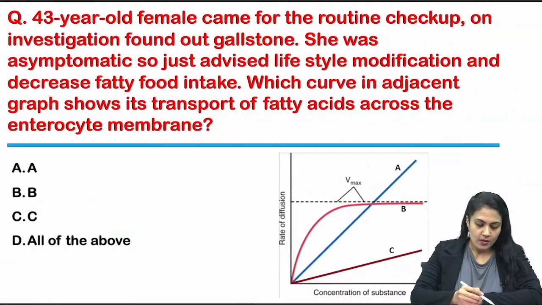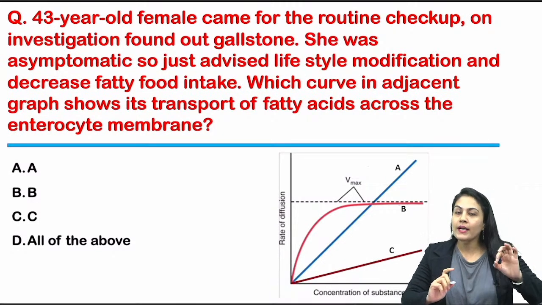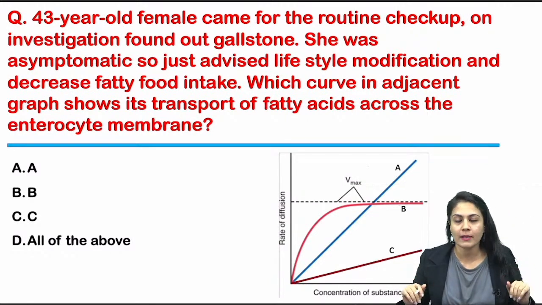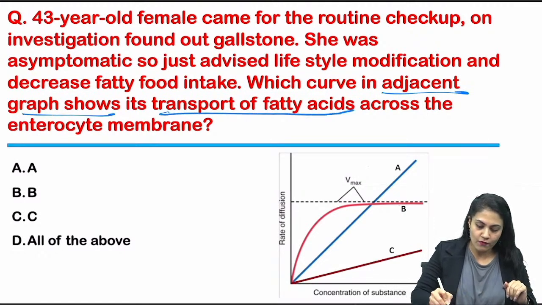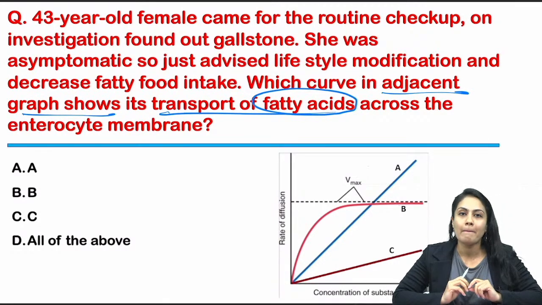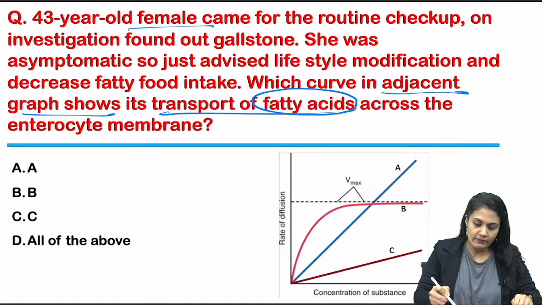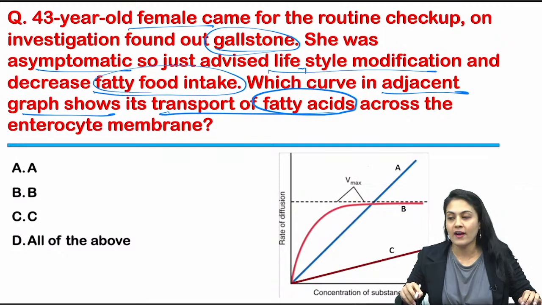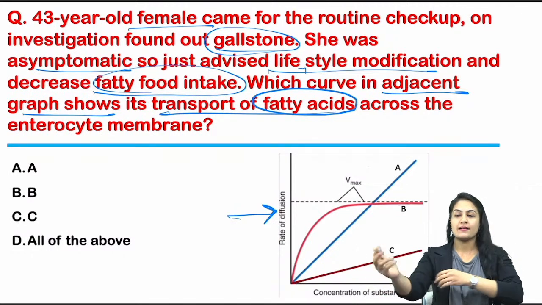Over here, again a paragraph question. One trick for paragraph questions: please read the last line first and then go towards the story. That is my only advice. So, what is the last line? Which curve in the adjacent graph shows the transport of fatty acid across the enterocyte membrane? We do not even have to read the whole paragraph. Some female came, investigation, gallstone was there, asymptomatic, again lifestyle modification. So they asked her to reduce the fatty intake. So you have to identify which graph it is going to be for the fatty acids.